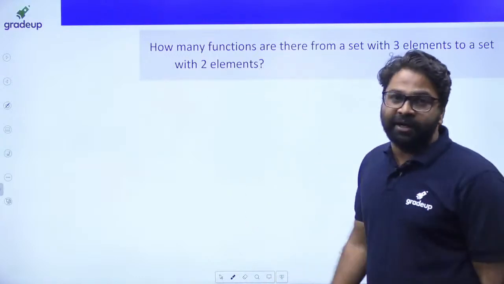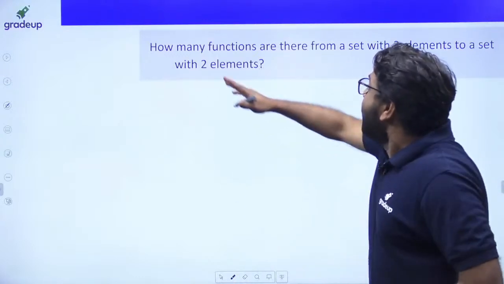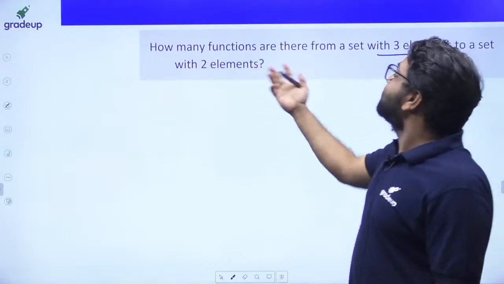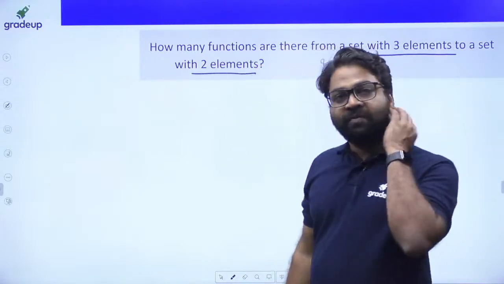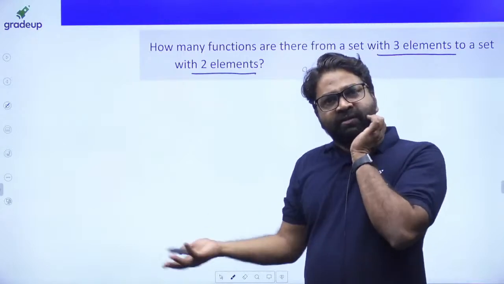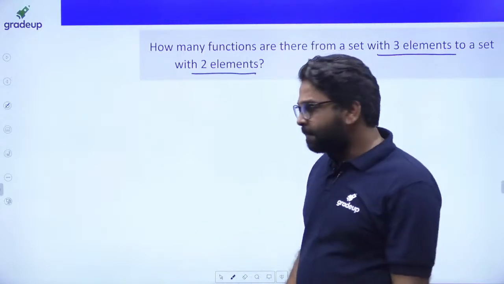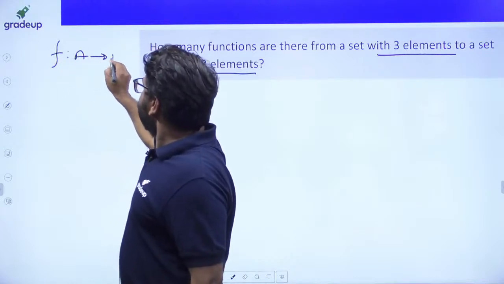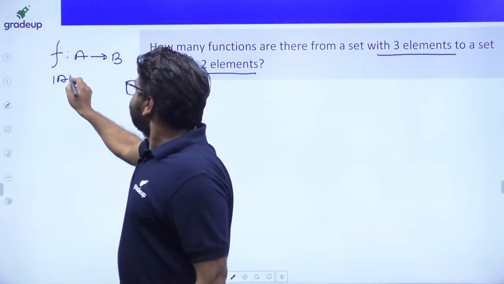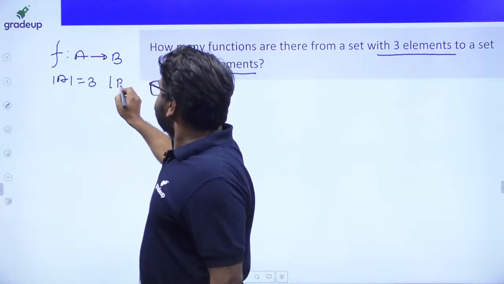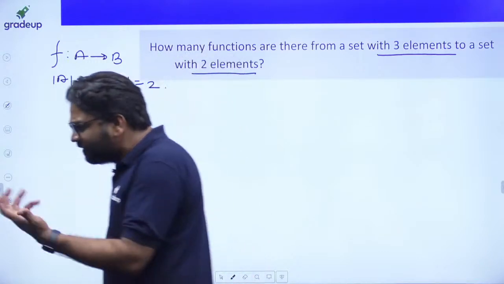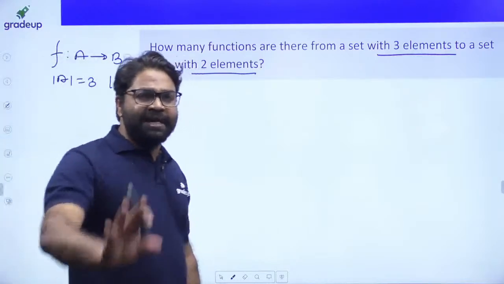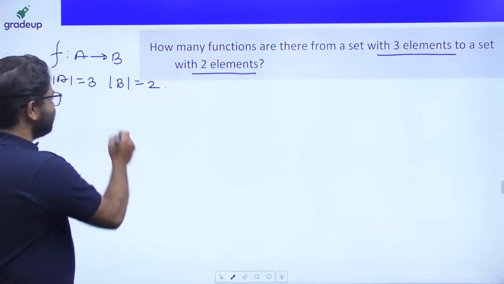Let's consider this particular question of set theory. What it is saying: how many functions are there from a set with 3 elements to a set with 2 elements? Sir, I don't understand the question at first. Basically, what they are trying to say is that there is one function going from A to B, and the cardinality of A is 3, and the cardinality of B is 2. So how many ways can we do it? Simultaneously multiply.